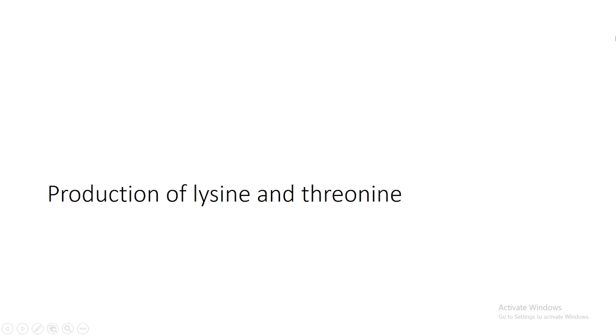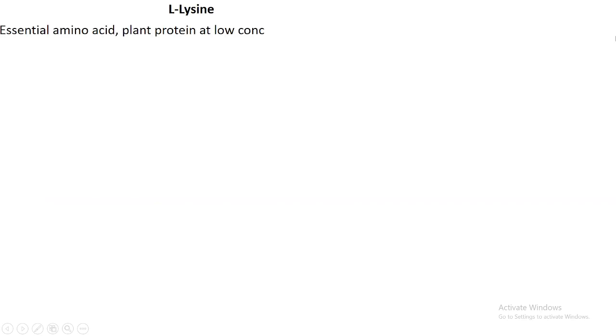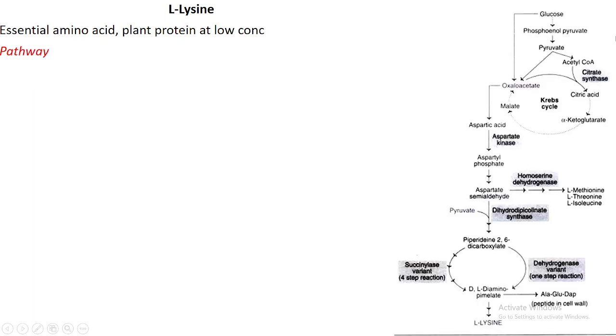Let us look at the production of the amino acid lysine and threonine. So first, coming to the microbial production of L-lysine. L-lysine is an essential amino acid which is present at a very low concentration in plant proteins. The pathway for lysine biosynthesis is shown here.